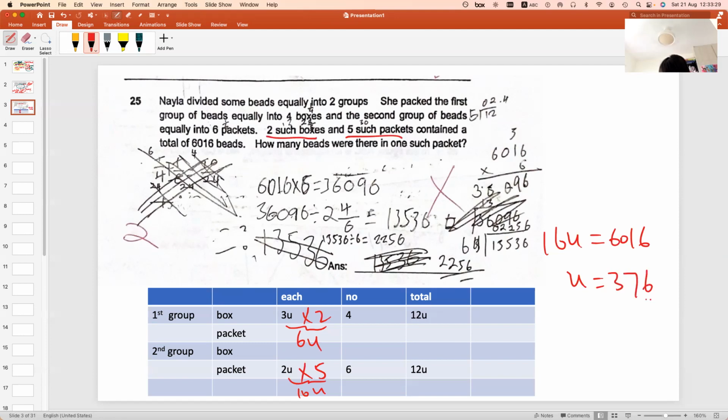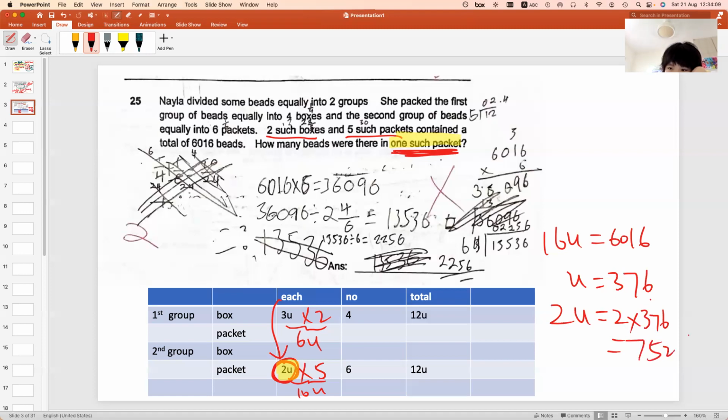Okay, so if U is 376, so what do they say? How many bits were there in one packet? So 1 packet is 2U. Can you see? 1 packet is 2U, not 1U. Why? Because this is under each. So that's why I will not make mistake also. Because the question clearly asks for 1 packet. 1 packet is what? 2U. So I just find 2U. So 2 times 376. So what's the answer? Times 2? 752. Okay, 752. Okay, so this is one way to do this question.